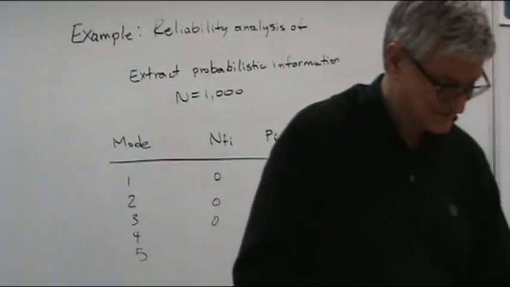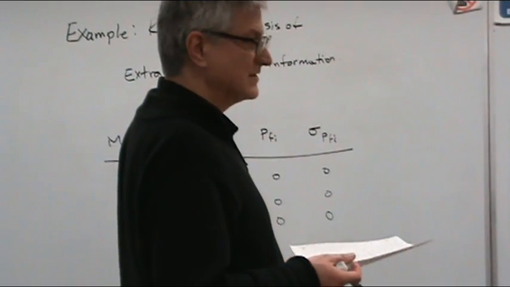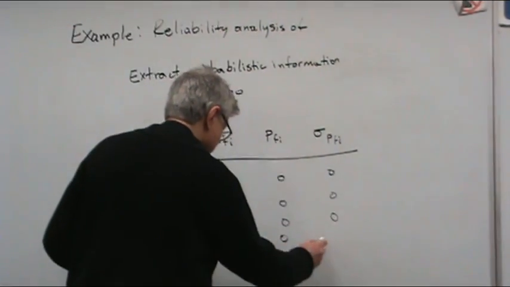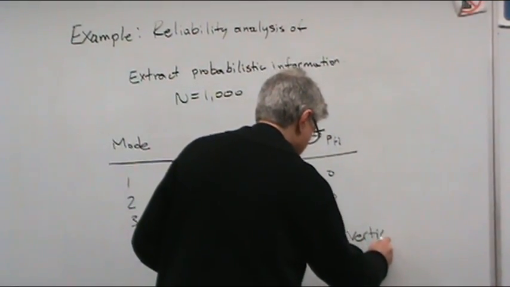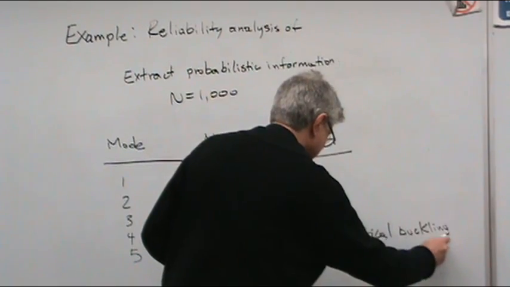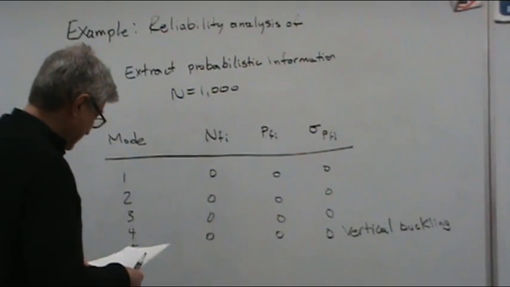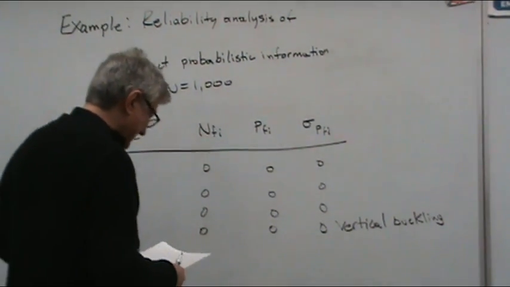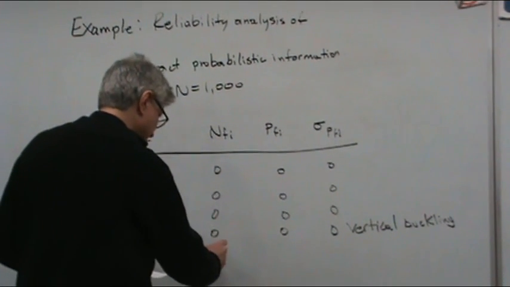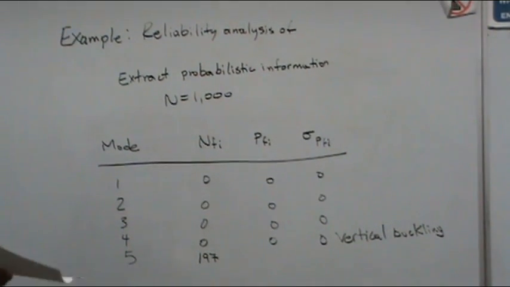Backlink. A vertical backlink, I found that it's also no failures for vertical backlink. Now that doesn't mean that the probability of failure is 0. It means that it's very small. And then for backlink in the horizontal direction is 197 failures out of 1,000 simulations.